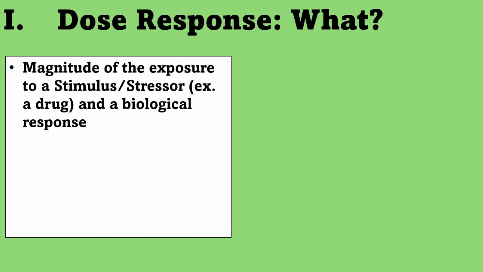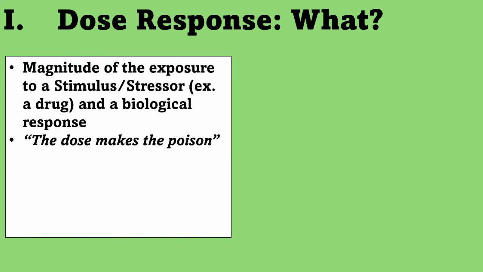So what is it? Simply put, it's the magnitude of the exposure to something like a stimulus or a stressor, so positive or negative. That's usually like a drug, and then its biological response. So a dose of a drug or another exposure, and then the response, a biological response. That's where we get dose response. It's very common in subsets of biomedical research like pharmacology, toxicology, even things like epidemiology in some circumstances.